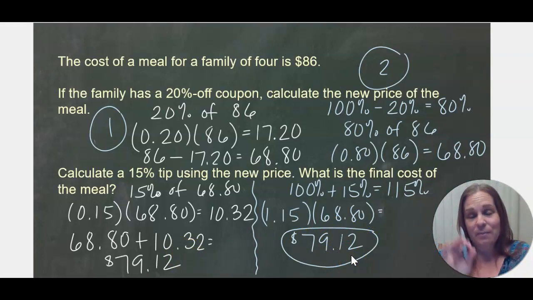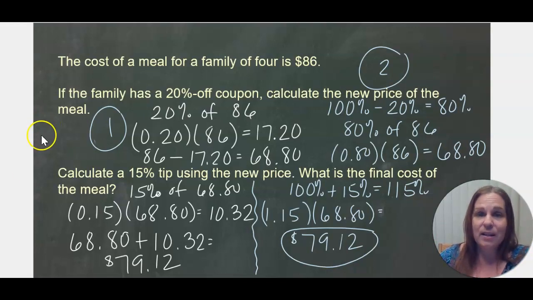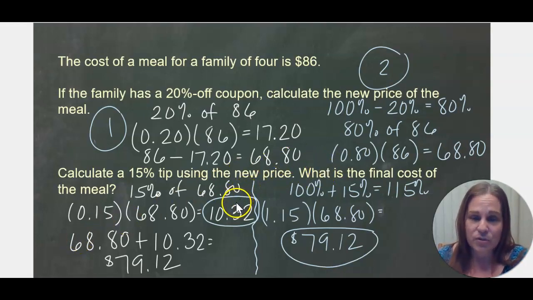Now, the only time you would not want to use the second method is if it's asking you specifically to find the amount of the tip. If part of the question says, find the tip, like it does say here, it says calculate a 15% tip, so that's asking how much is the tip. So you would need this step, $10.32, to then add on to your meal price. But if it just says what's the total cost, method 2 is a little bit shorter.